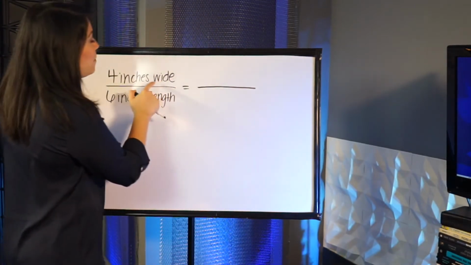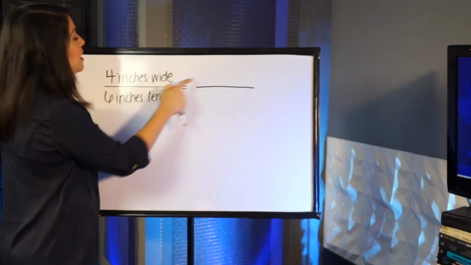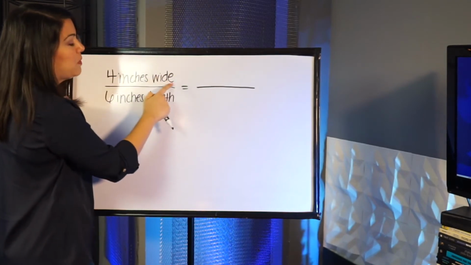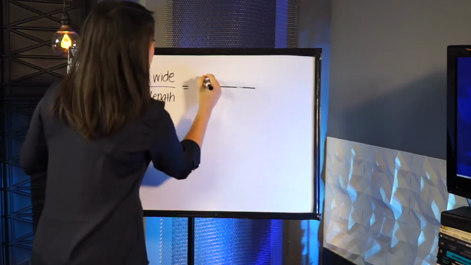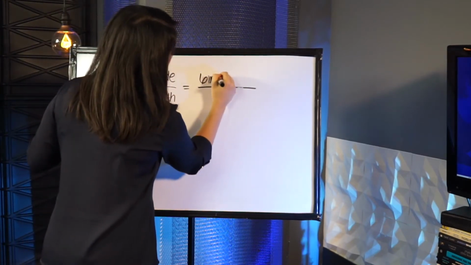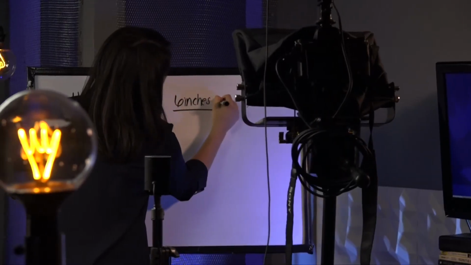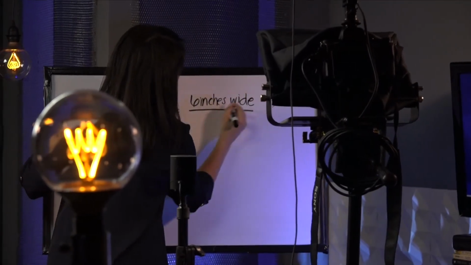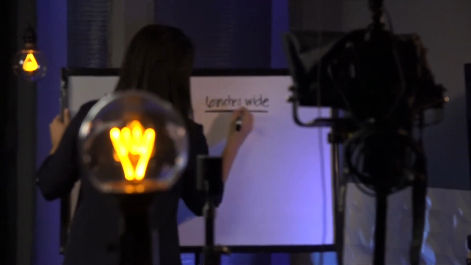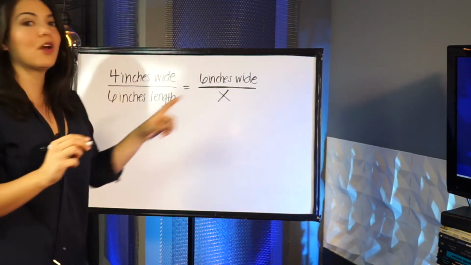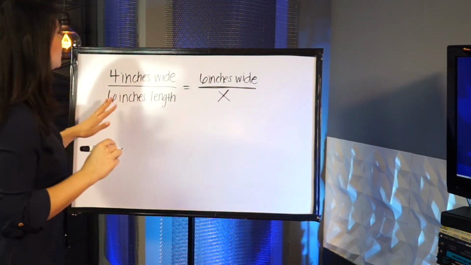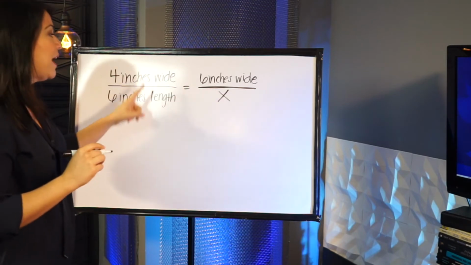So let's put that up here because we put the width of the photo up here. So that means we have to put the width of the second photo up here. So 6 inches wide. And do we know the length? No, we do not. So we're going to call that x. All right? So let's go ahead and cross multiply.